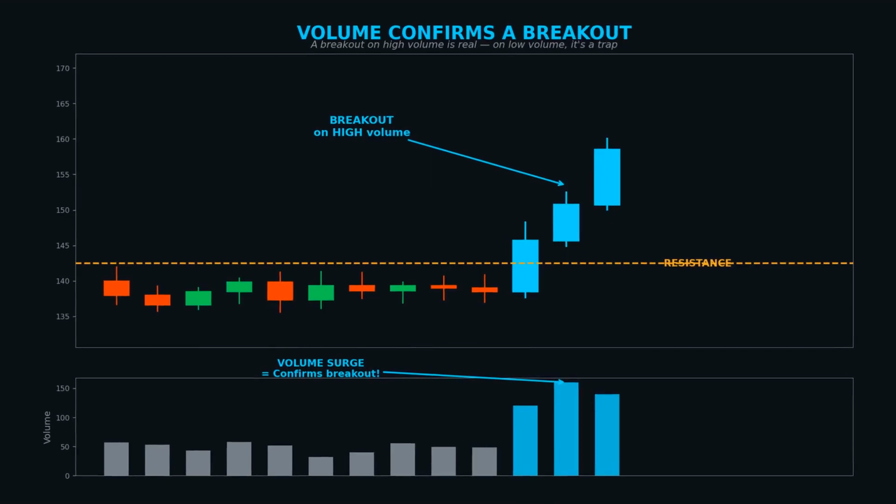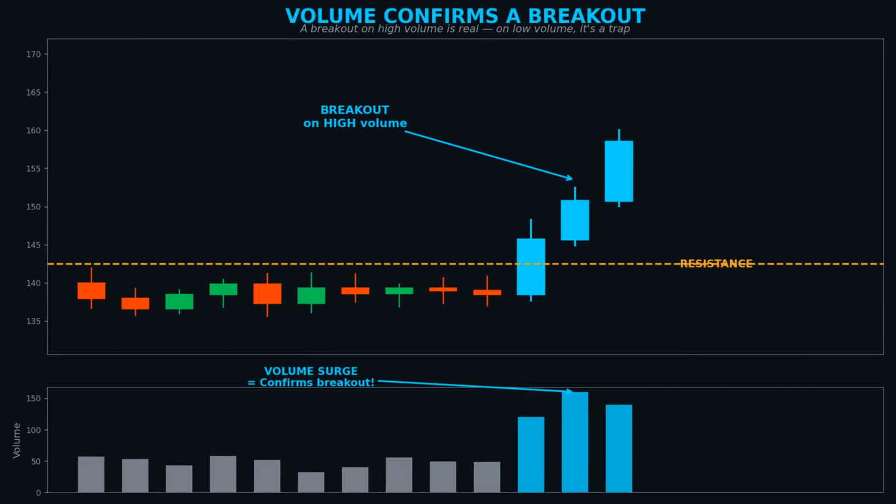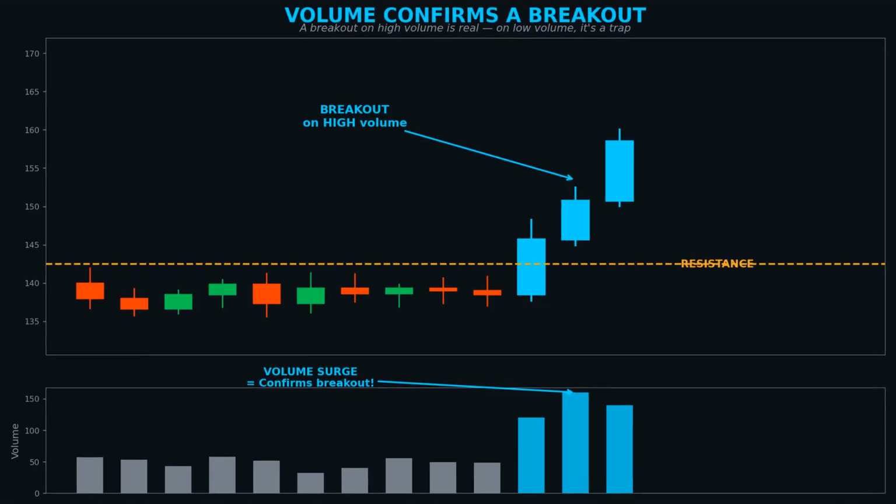Let us look at the other side, the trap. And this is where volume literally saves you money. Imagine a stock has been testing a resistance level 3 or 4 times. The chart looks bullish. Everyone on social media is screaming about the breakout. Then one day, a green candle pokes above the level, but you look down at the volume bar and it is tiny, below average, maybe half of what the previous candles had. That is a red flag the size of Texas.